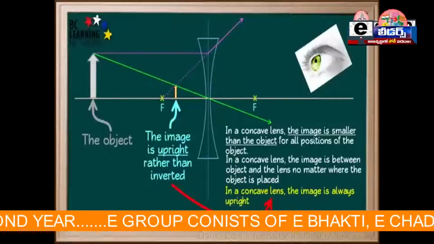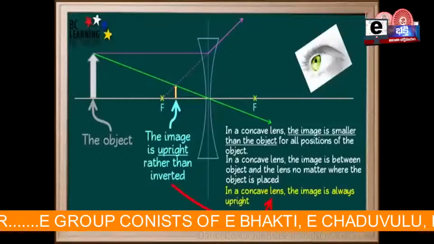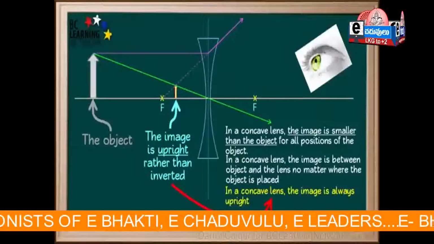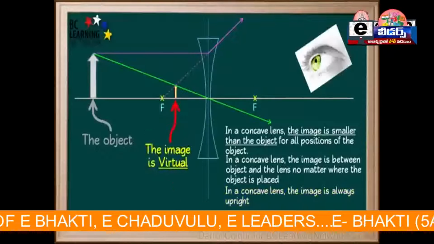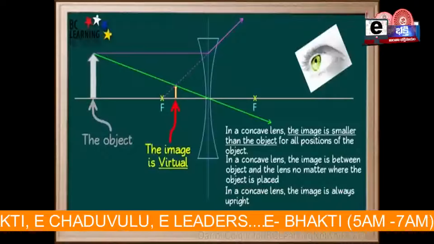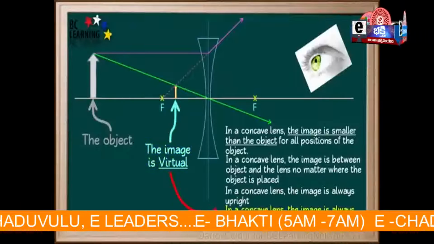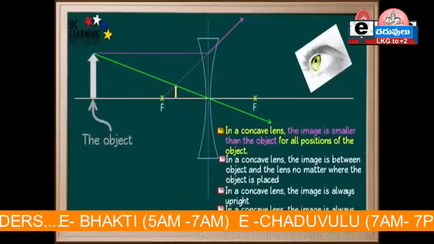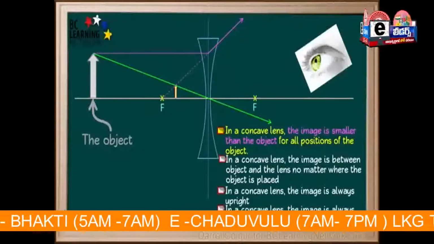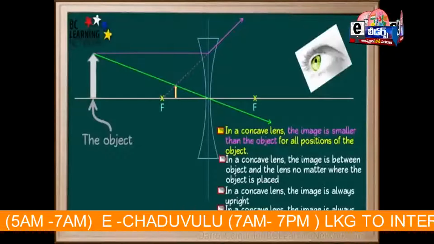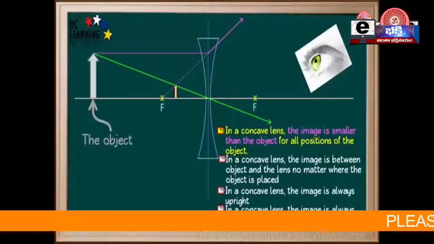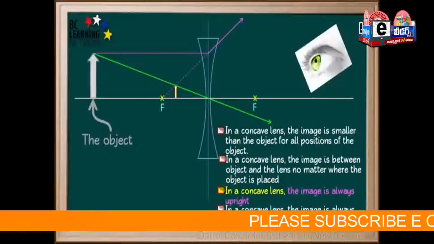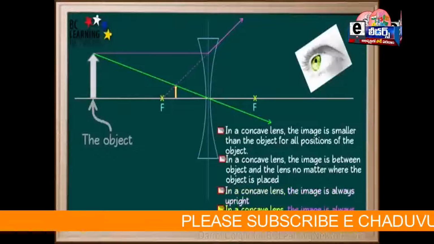It is also important to know that whenever an object is viewed with a concave lens, the image is always upright, no matter where the object is placed. Lastly, the image formed in this case is virtual. In fact, the image formed by a concave lens is always virtual. To review these points again quickly, in a concave lens, the image is always smaller than the object. The image is between the object and the lens. The image is always upright and always virtual.